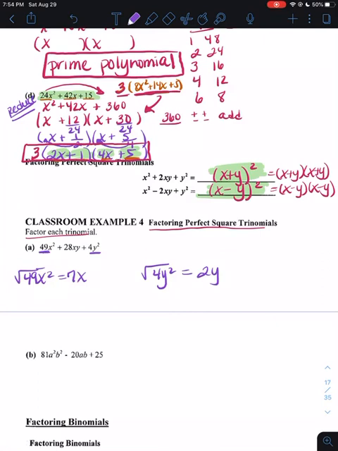To figure out the final answer, you want to check. If I look at this formula, if it's a perfect square trinomial, that means that when you multiply the x and the y, which in this case would be 7x and 2y, if you multiply these together, and you have to multiply it by 2.